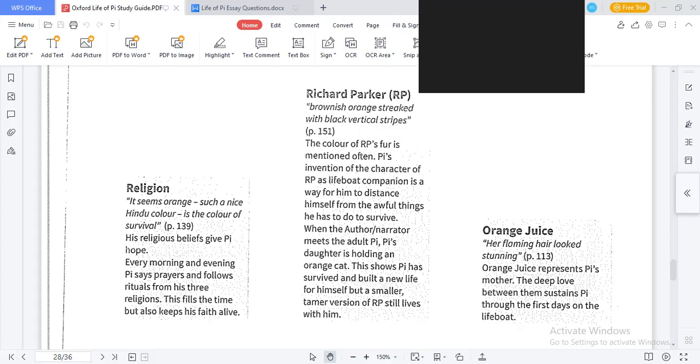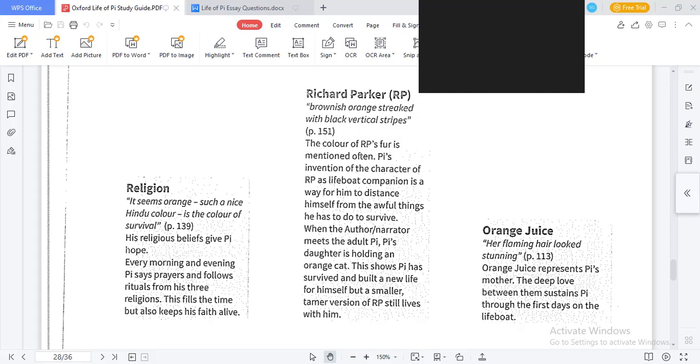So Richard Parker, he creates this animal, and it says he chooses this tiger as a lifeboat companion as a way to distance himself from the awful things he has had to do to survive. When the narrator meets the adult Pi's daughter, that's important. He creates this animal-like character to survive, and then his daughter also holds an orange cat. Again, the orange cat is another symbol of survival. So please don't forget about that orange cat that he holds.